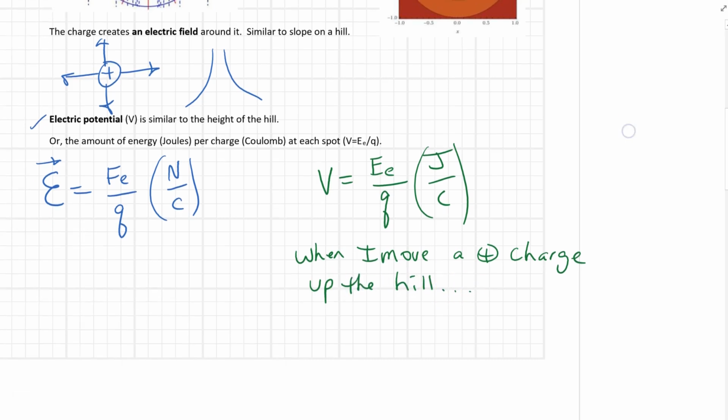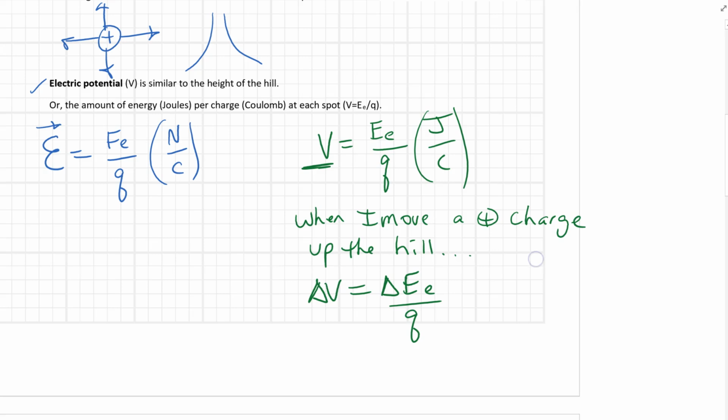What does that look like? Well, I'm moving it from a lower location to a higher location. So what I'm going to be looking at is the change in potential. So not just the potential, but the change in the potential. What was the change in height? So the change in potential is going to be equal to the change in energy divided by the charge.